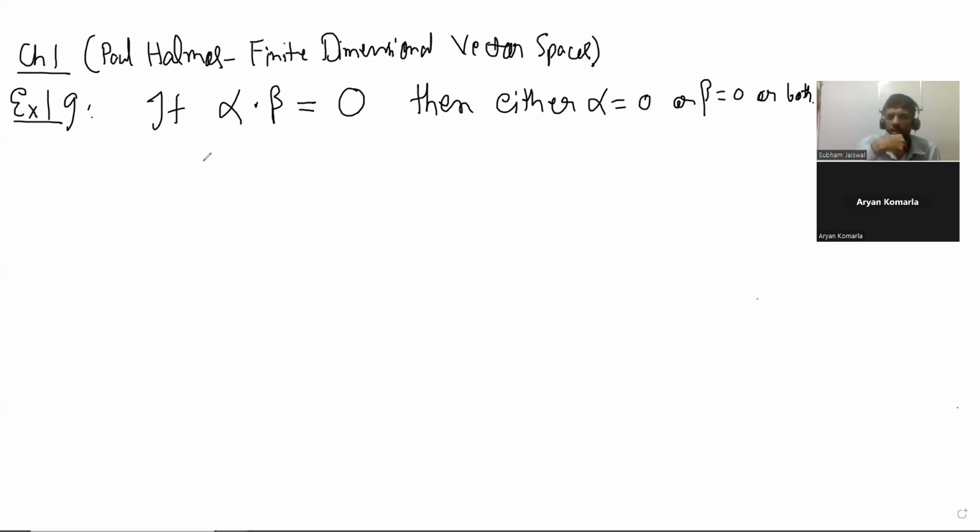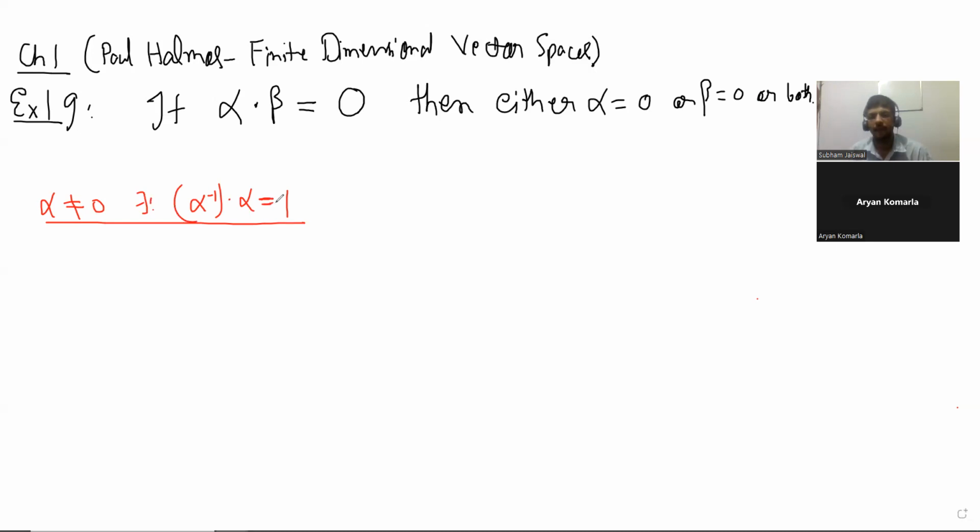Can you state it? Yes, sir. For every non-zero scalar alpha, there corresponds a unique scalar alpha inverse, or 1 over alpha, such that alpha times alpha inverse is equal to 1. Right. So you have to use this. Try to use this now, maybe, and do it.